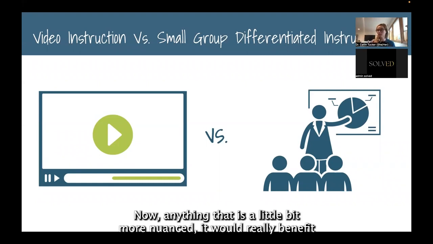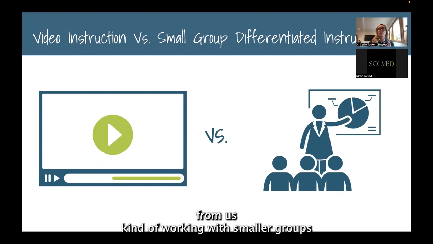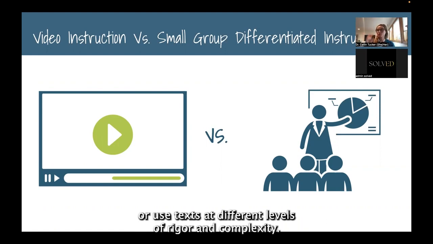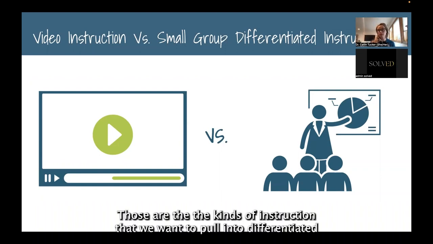Now, anything that is a little bit more nuanced would really benefit from us working with smaller groups, where we might pull problems and prompts at different levels or use texts at different levels of rigor and complexity. Those are the kinds of instruction that we want to pull into differentiated small groups.